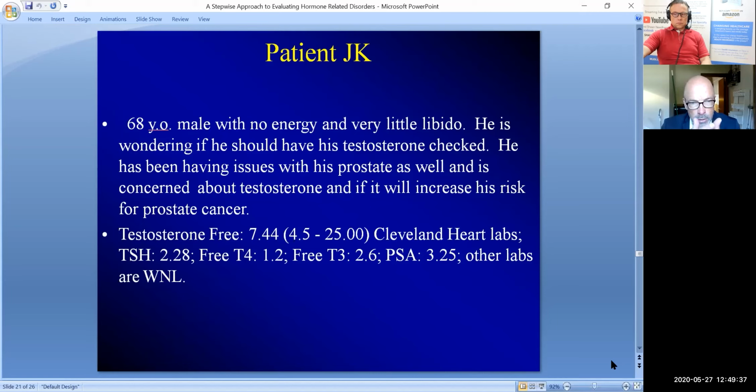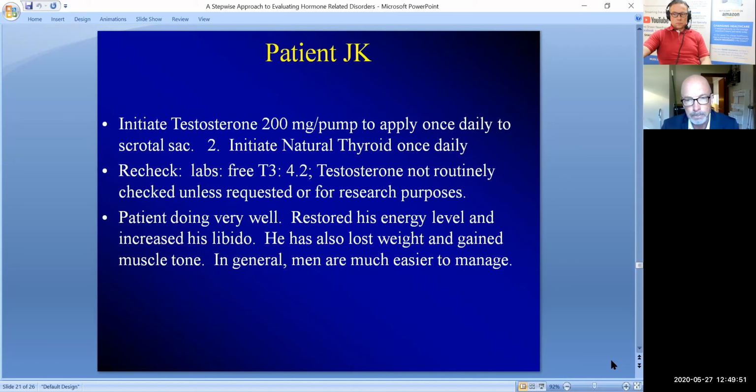TSH was good. T4 was normal. Free T3 was low at 2.6. Again, optimal is that I like to see it at 4.4 to 6.6. PSA 3.25. All other labs were within normal limits.